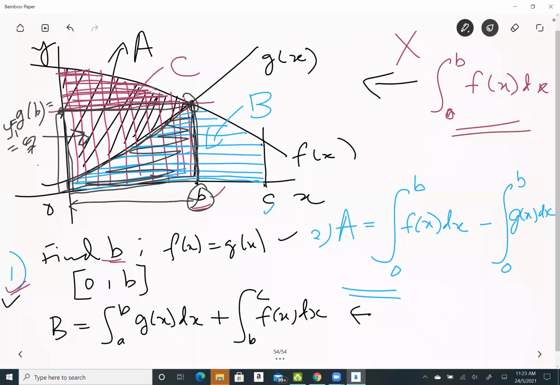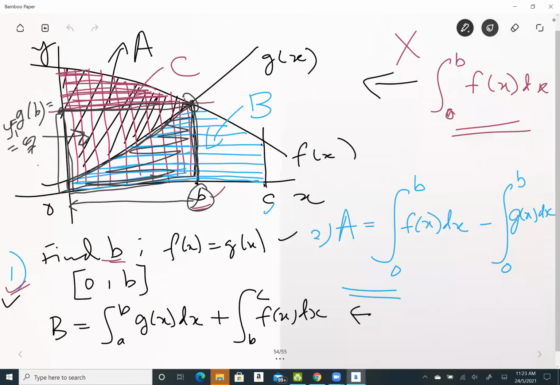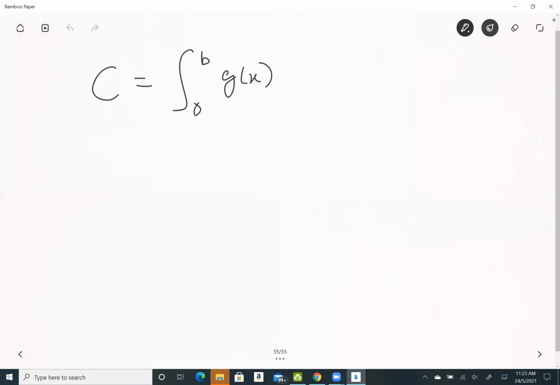All right. Now, in order for you to find the area of the rectangle in terms of integral, it will be like this. So the area C will be the integral from 0 to B of f of x, minus the area of the rectangle. Now, the area of the rectangle in terms of integral is the integral from 0 to b of y1 dx. y1 is a constant, okay?